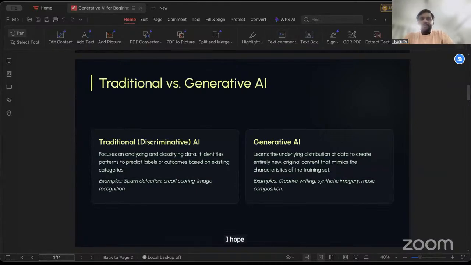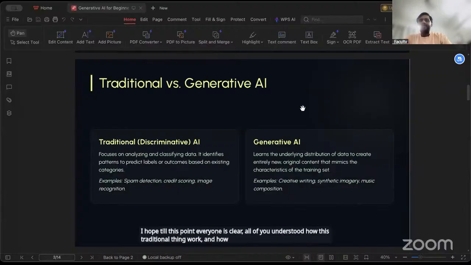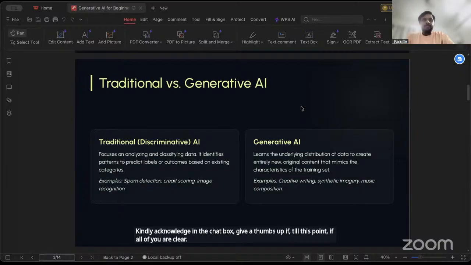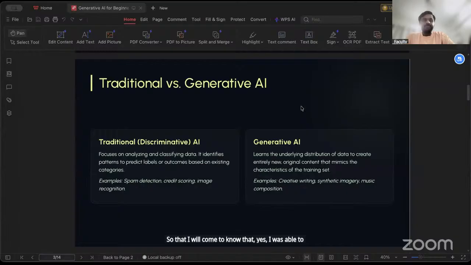I hope till this point everyone is clear. All of you understood how the traditional approach works and how generative AI works. Is this difference clear to everyone? Kindly acknowledge in the chat box. Give a thumbs up if all of you are clear so that I will come to know that yes, I was able to get through to you. Give a thumbs up if till this point everyone is clear. All right. Yeah. Thank you for your prompt response.